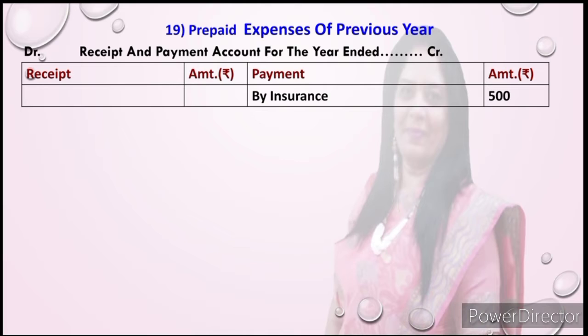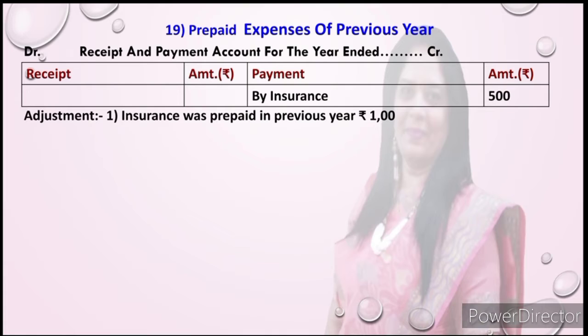Prepaid expenses of the previous year. In the current year, if prepaid is there, then we have to deduct, but prepaid of the previous year we have to add. On the payment side, the insurance amount is given, 500 rupees. The adjustment is: insurance was prepaid in the previous year, rupees 100.